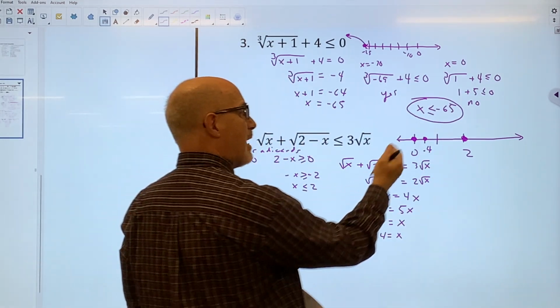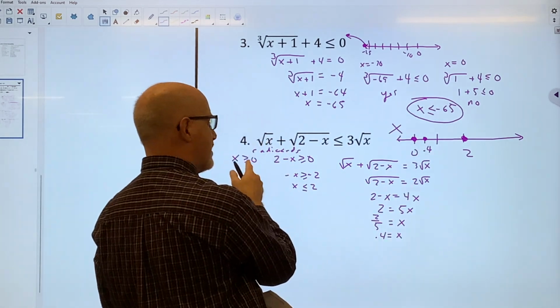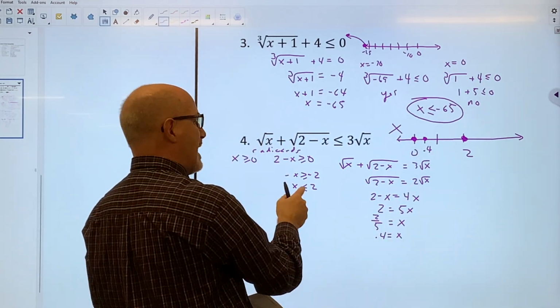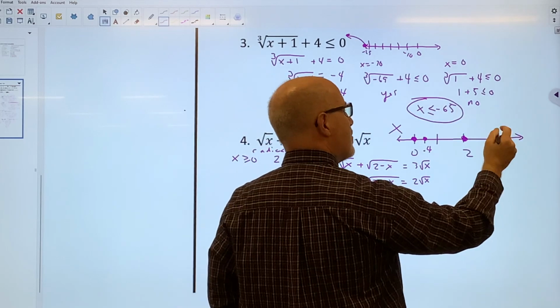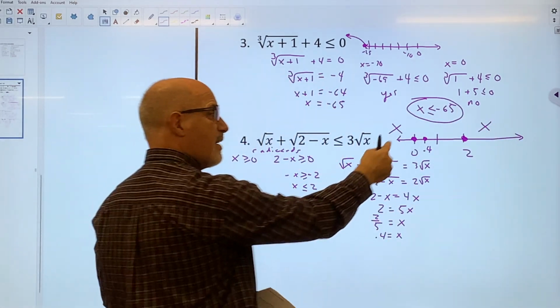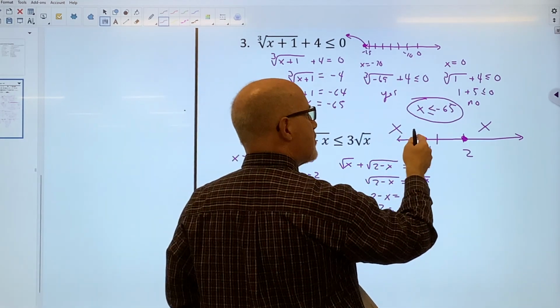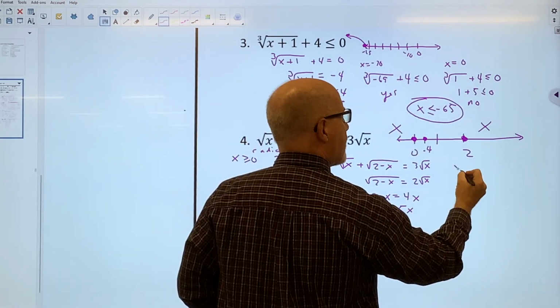I'm not going on this side of 0, because this is telling me it has to be greater than or equal to 0. I'm not going on this side of 2, because this tells me I've got to be less than or equal to 2. So I just have these two regions to check. Let's check over here.